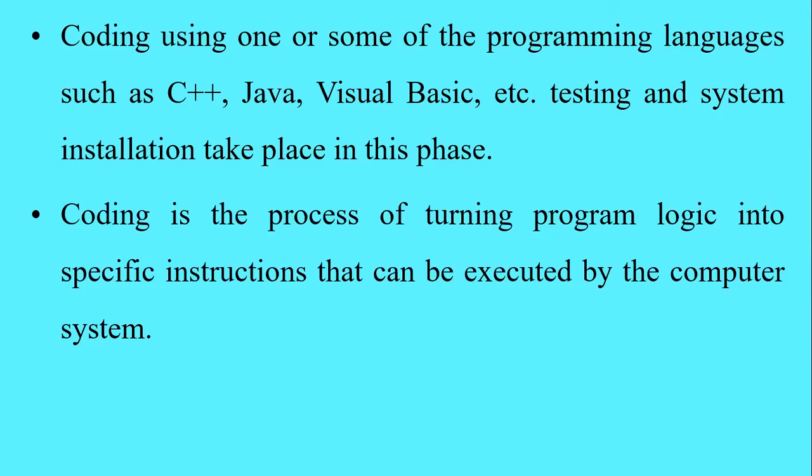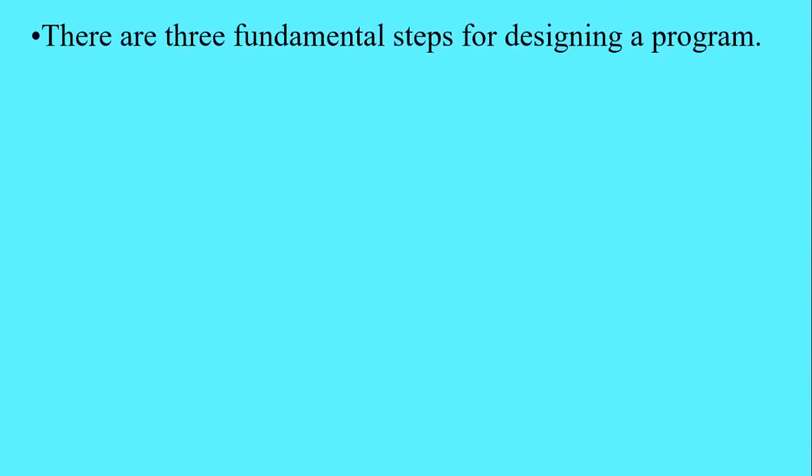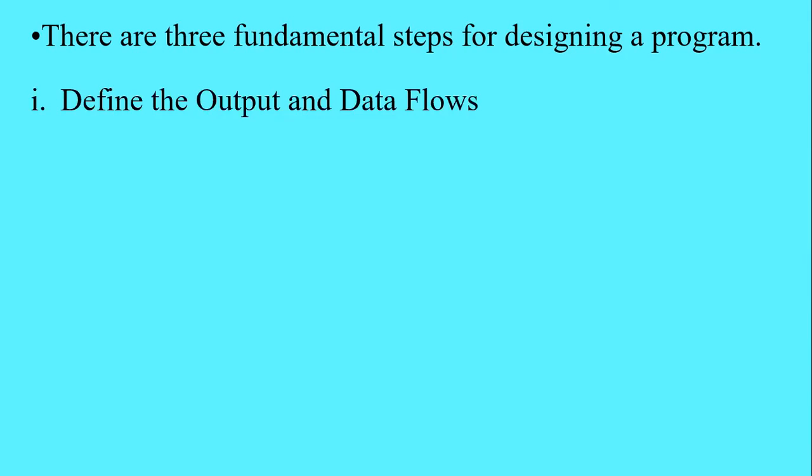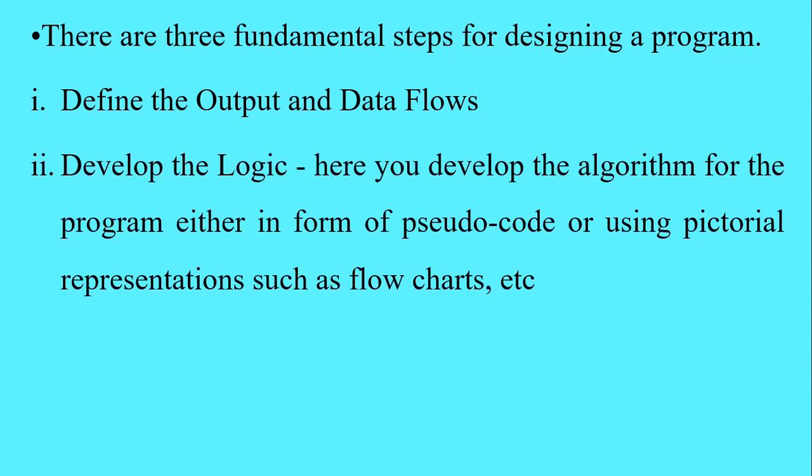Coding is the process of turning program logic into specific instructions that can be executed by the computer system. There are 3 fundamental steps for designing a program. Number 1 is to define the output and data flows. Number 2 is to develop the logic.